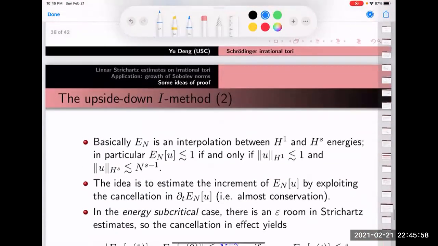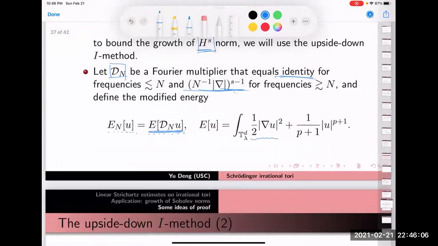Okay, so the idea is that we want to control the evolution of this quantity, and we want to say that suppose this quantity is less than 1, then the increment of this quantity on time intervals of length 1 is less than a negative power of n. In that sense, this quantity is almost conserved.